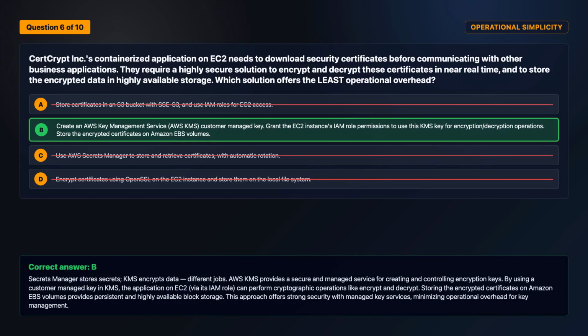The correct answer is option B. Secrets Manager stores secrets. KMS encrypts data, different jobs. AWS KMS provides a secure and managed service for creating and controlling encryption keys. By using a customer-managed key in KMS, the application on EC2, via its IAM role, can perform cryptographic operations like encrypt and decrypt. Storing the encrypted certificates on Amazon EBS volumes provides persistent and highly available block storage. This approach offers strong security with managed key services, minimizing operational overhead for key management.